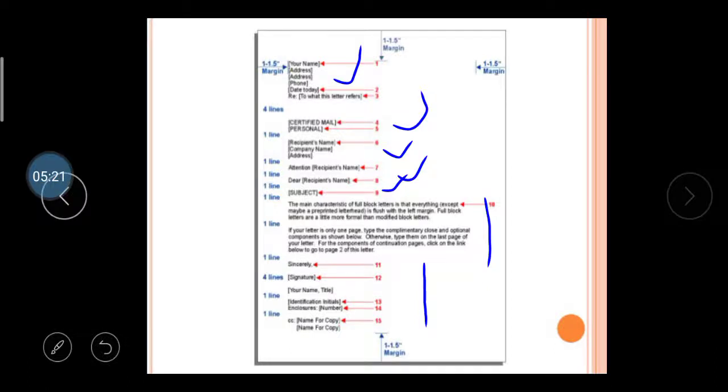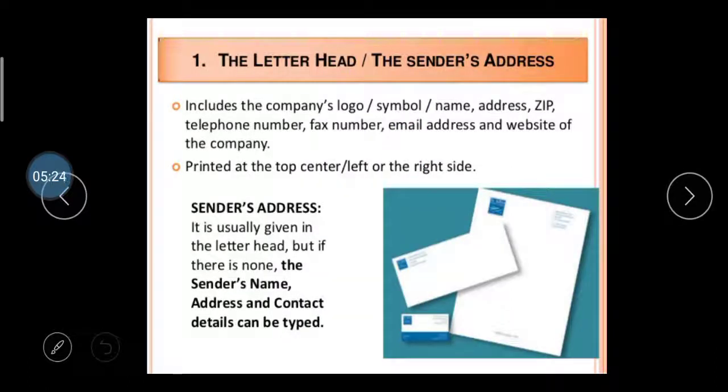Then after, here is the overall information given to you about the topics which you have to consider in your business letter. First of all, the letterhead, meaning the sender address. Include the company's logo, symbol, name, address, GIP ID, then the telephone numbers, fax number, email address, website of the company. Printed at the top in the center or maybe on the right side is considered the letterhead. You can see here I am showing one image. In this you can see the address and the logo of the company.